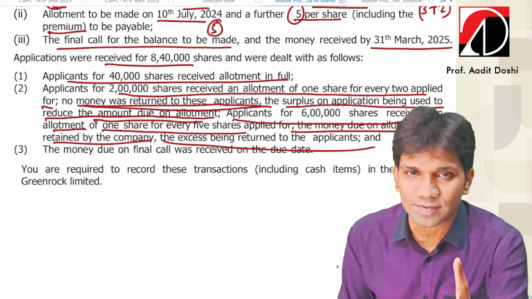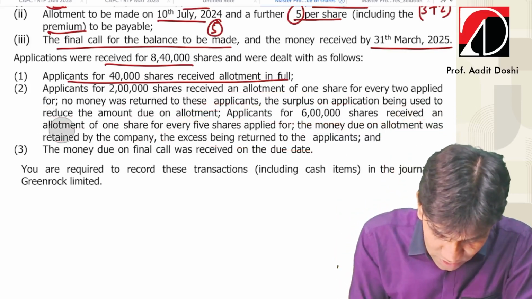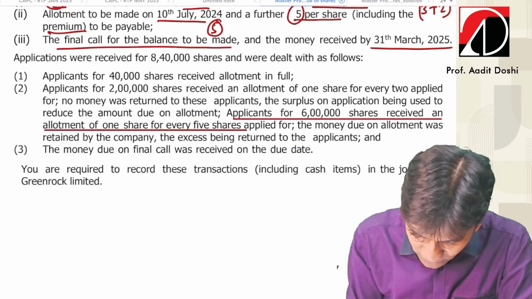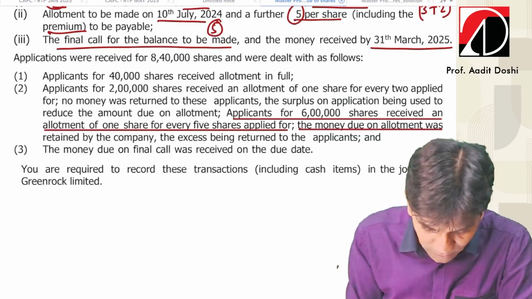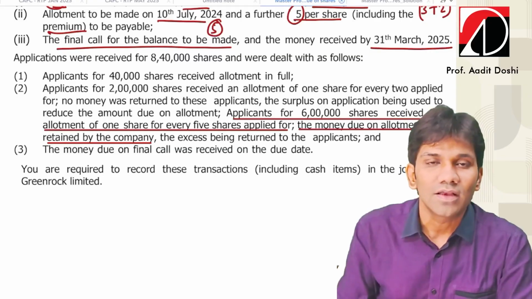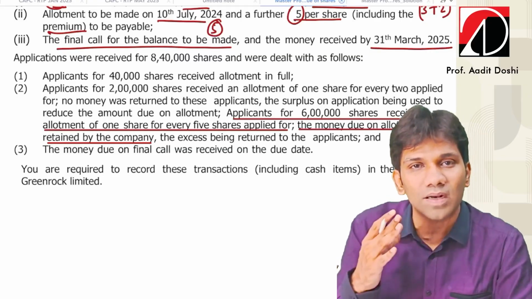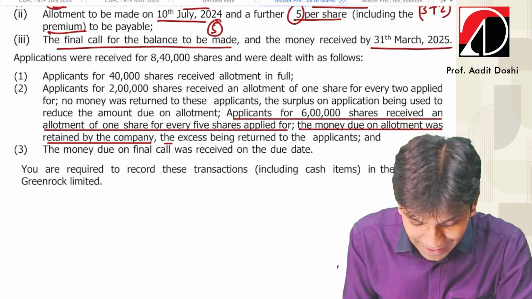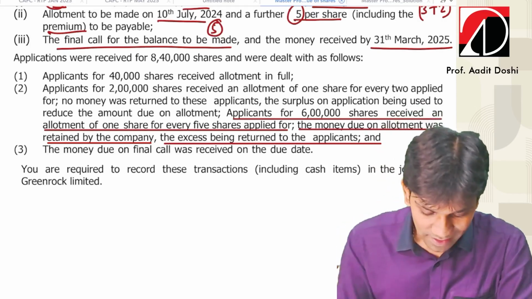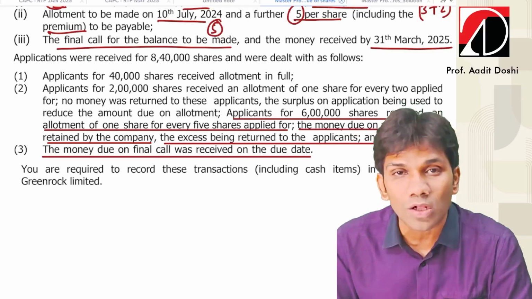This is also a case of oversubscription. Now, in this case, I'll read that line again for you because this is the main critical line. Here it is, 1 for every 5 shares applied for. The money due on allotment was retained by the company. Means whatever I was expected to collect on allotment, I kept with me. So the company has kept the allotment money with itself. And any extra money over and above allotment was to be returned, that is refunded. And the last point is money due on final call was received on the due date. So there are no calls in arrears, no calls in advance in this sum.